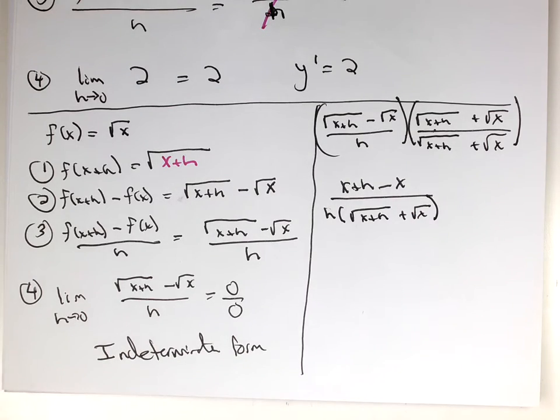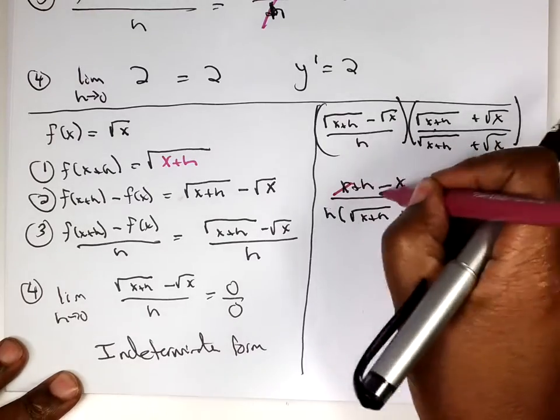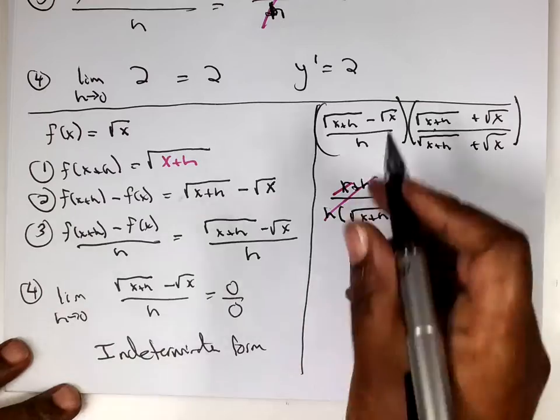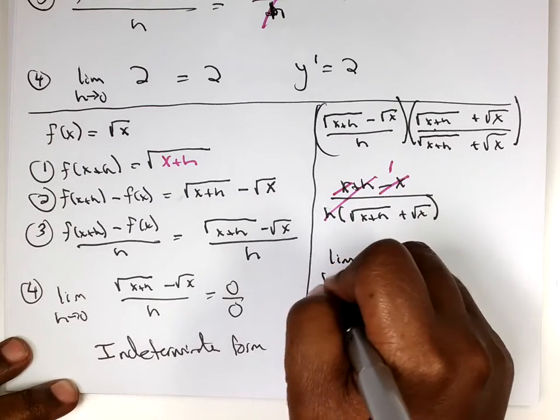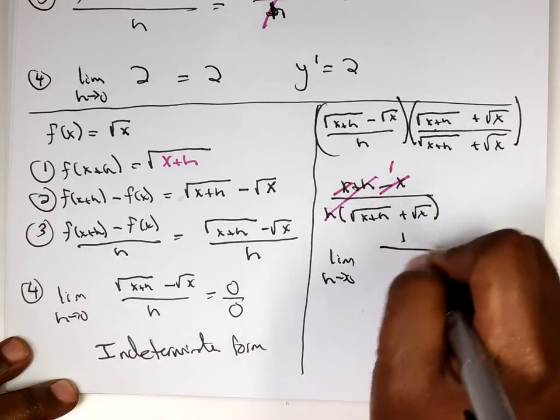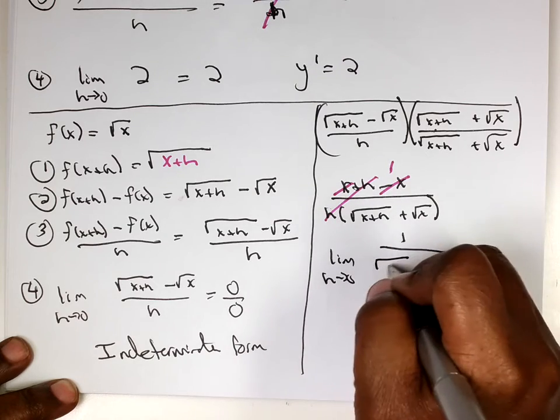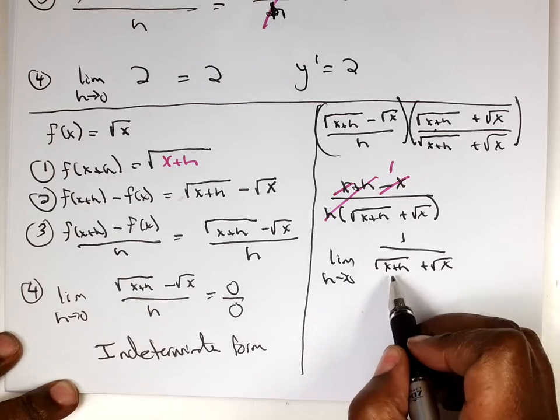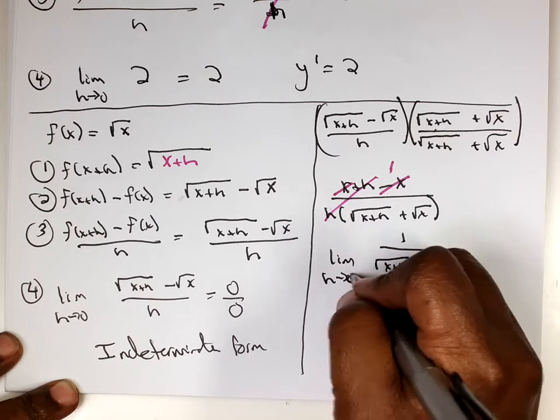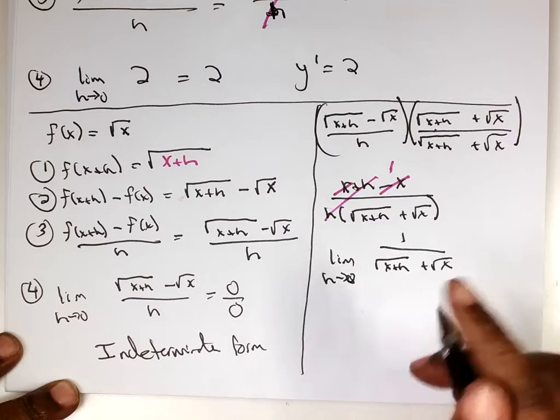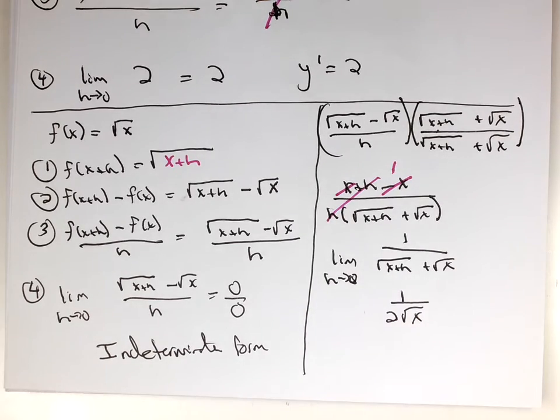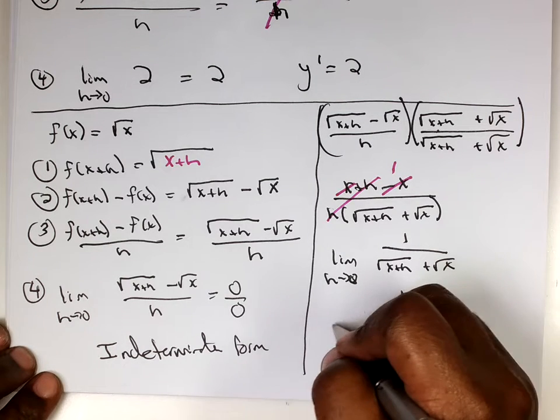Alright, so now I can see that x minus x is gone, and h over h is just equal to 1. So I'm going to try this again. Limit as h goes to 0 of 1 over square root of x plus h plus the square root of x. Well, when you plug in 0 now, that's fine. I get square root of x plus square root of x. So that simplifies to 1 over 2 square roots of x. So this is my derivative.